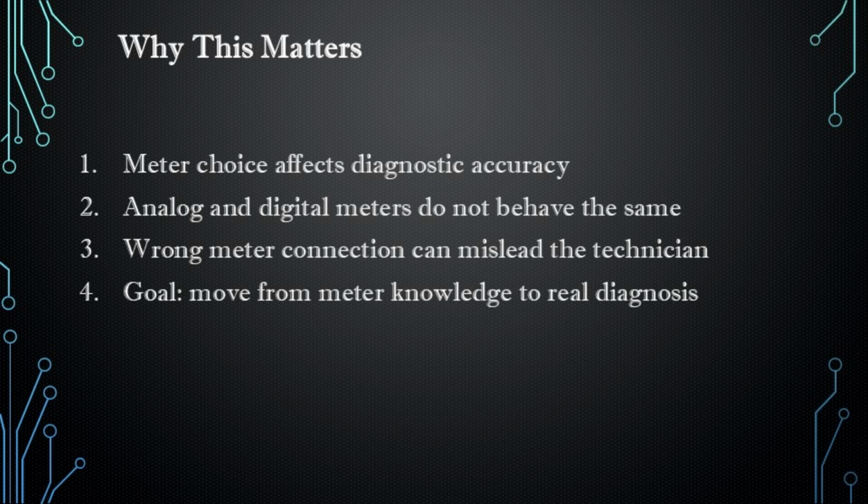Wrong meter connection is another major issue. A voltmeter, an ammeter, and an ohmmeter each have to be connected differently. If the student does not understand that, he may get a false reading, or worse, damage the meter or the circuit. So the larger goal here is to move from simple meter familiarity over to real diagnostic understanding. We are not just learning how to read numbers, we are learning how to use the meter to make better decisions. And that is kind of the whole point.